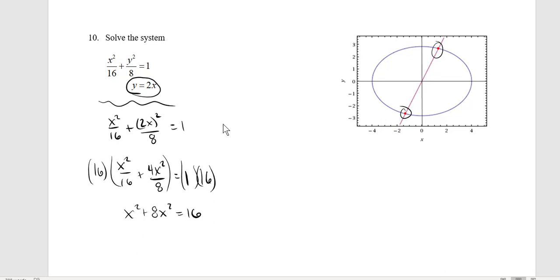Be very careful here. I distributed the 16 to the x squared over 16. The 16s canceled, leaving x squared. But I also distributed this way over here. The 16 and the 8 and the 4 all combine to make an 8 attached to the x squared. On the other side, 16 is more obvious. So we add it up. Single x squared plus 8x squared is 9x squared. That must equal 16. Divide off the 9, and don't forget the plus or minus.